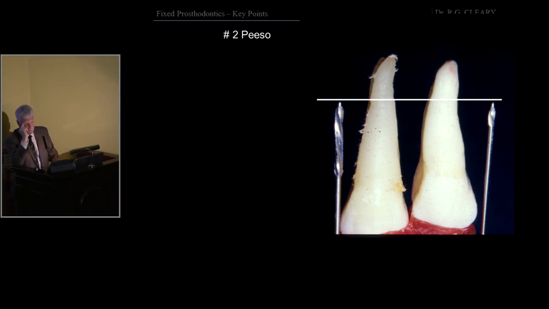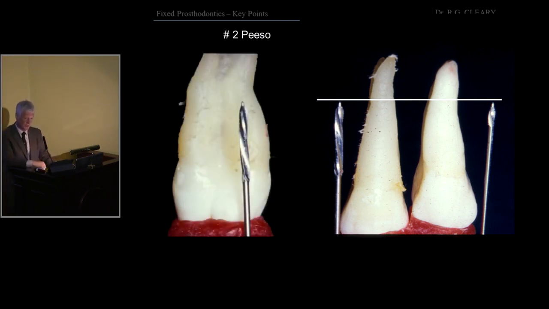And every time I put that slide up, it frightens me. Okay? And I hope it frightens you. Because that's where we need to judge the width of our tooth preparation. It even looks worse on the proximal surface.